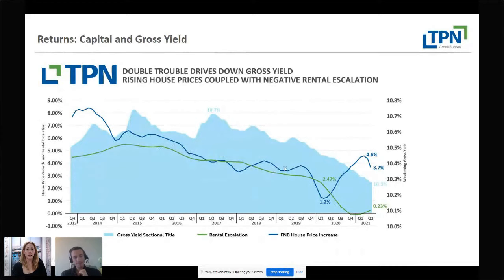This is the house price index nationally, and can you see that in 2014 they were sitting at 8%? And remember what I said earlier, we've been on a slow economic weakening. All the data has been weakening since 2013. And you can see the FNB house price index here, this is the dark blue line. It's deteriorating to just prior to lockdown, it was 1.2%. We then had this nice little improvement in house price growth up to 4.6%.